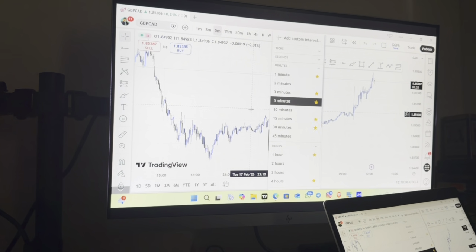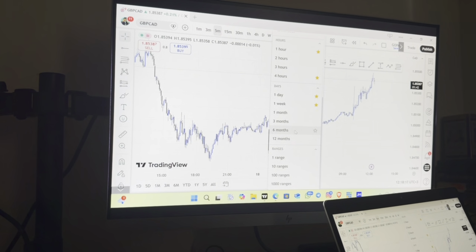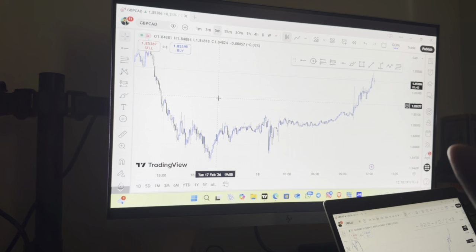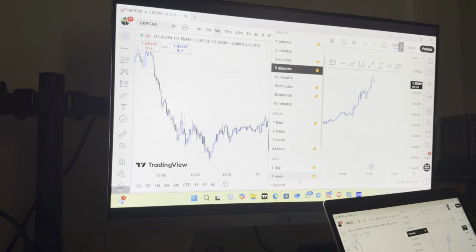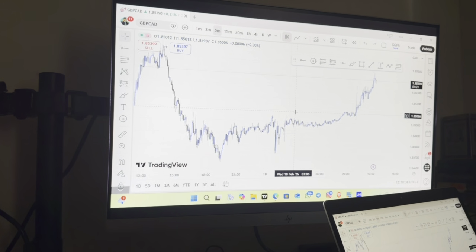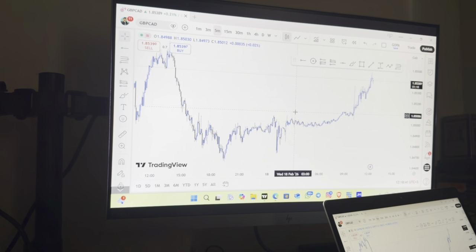Here up, you have time frames. You have 1 minute, 2 minutes, 3 minutes, 5 minutes, 15, 30, 45. You have the 1 hour all the way up. But the time frames I prefer you to use are 1 minute, 5 minutes, 15, 30 minutes, 1 hour, 4 hours, 1 day, and 1 week. So this is the simplest way you can use TradingView to analyze your market.